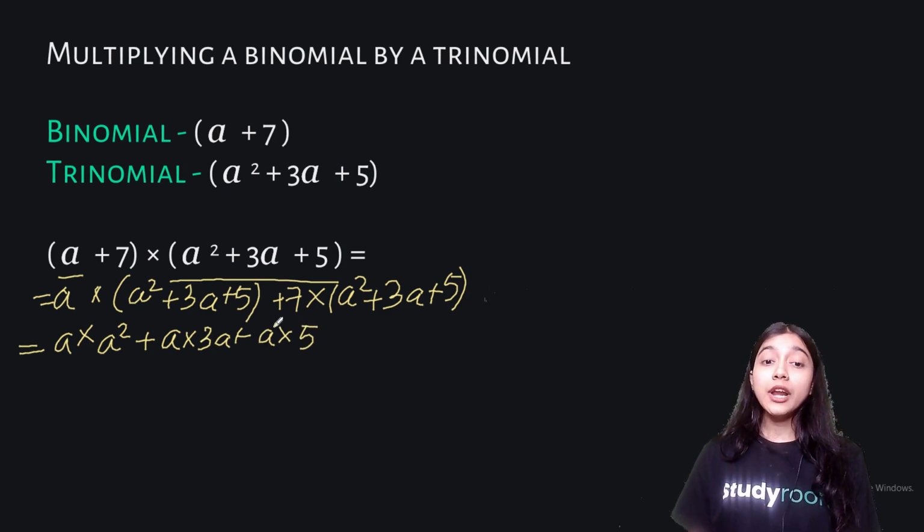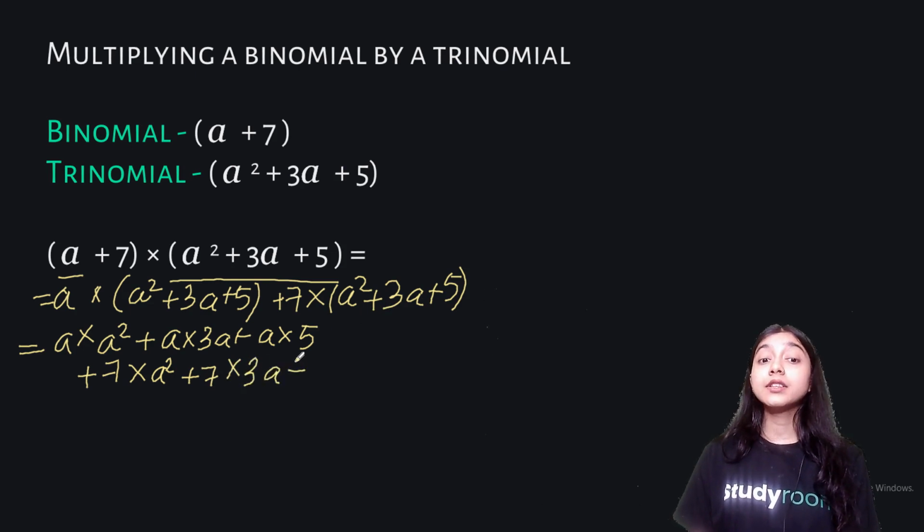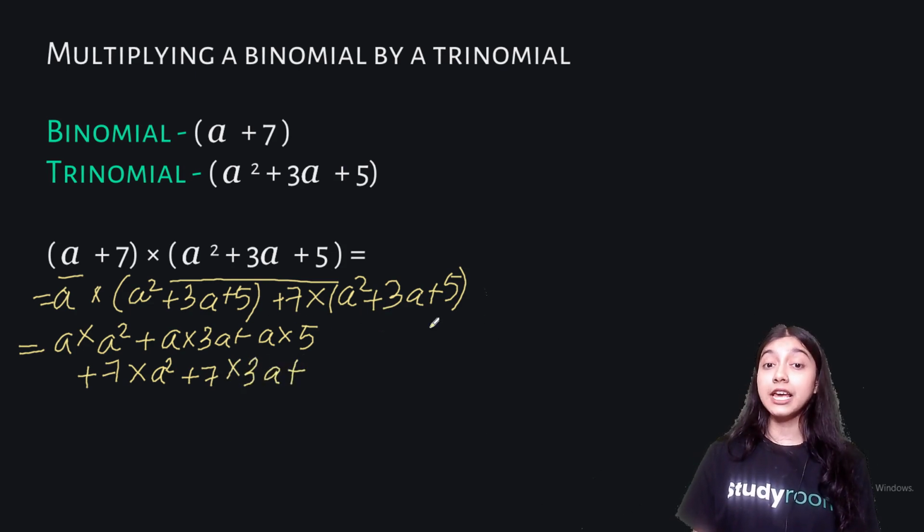Now, what I have to do is I have to multiply this part, I am writing it below, okay? So we have to write plus of 7. It needs to be multiplied with a square. Again 7 needs to be multiplied with 3 times of a. So I'll write 7 multiplied with 3 times of a. And lastly, we have to multiply 7 with 5. So I'll write 7 multiplied with 5.